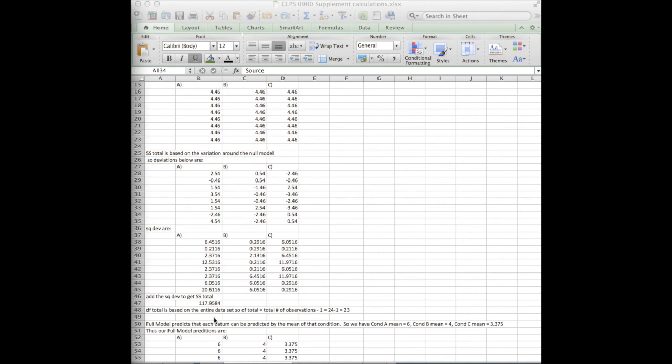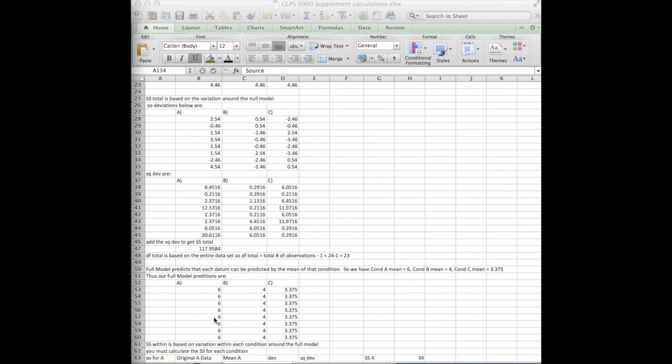Now to find the degrees of freedom in the total, you would base it off of the entire data set. So here we had 24 observations, so we subtract 1, and therefore we have 23 degrees of freedom total.